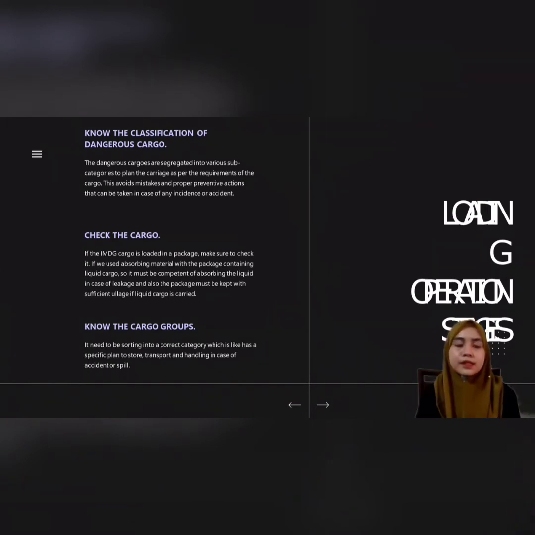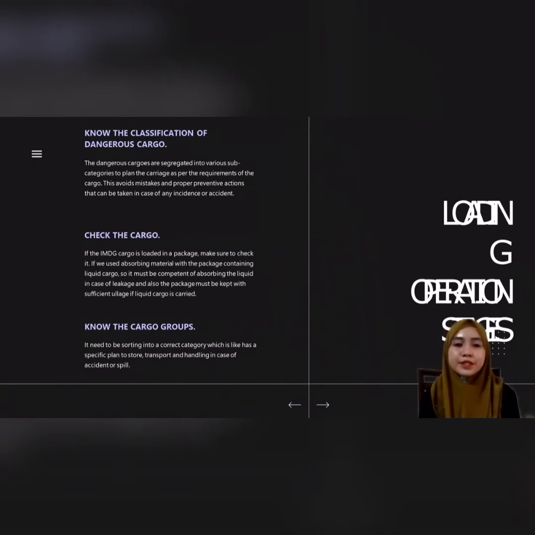So for the first, know the classifications of dangerous cargo. The dangerous cargo are segregated into various subcategories to plan the carriage as per the requirements of the cargo. All of these are to avoid mistakes and so that proper preventive actions can be taken in case of any incidents or accidents.